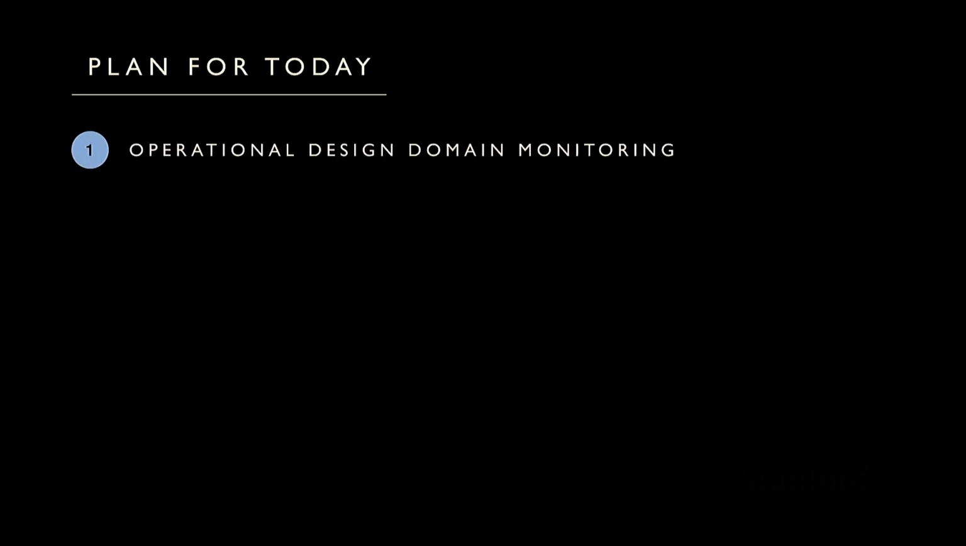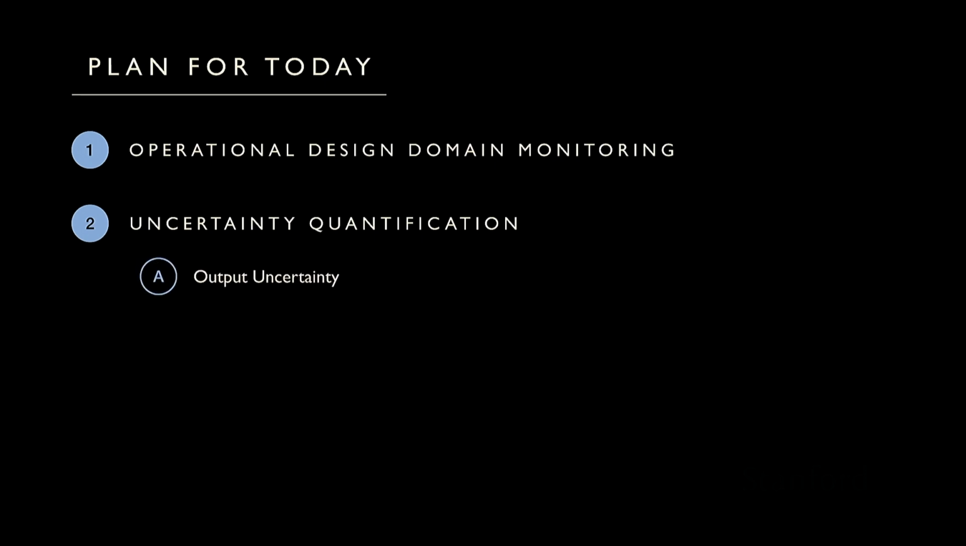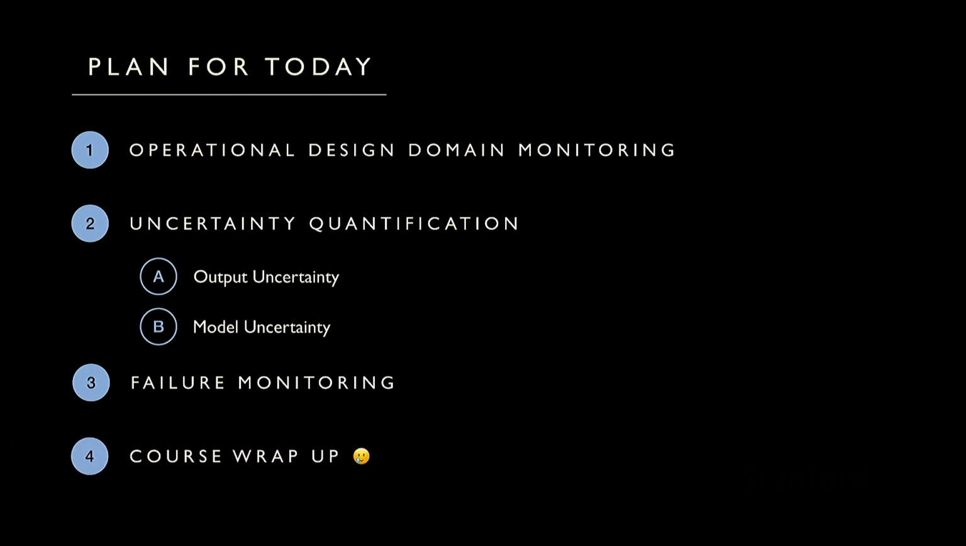Okay, so that brings me to the plan for today. We're going to talk about lots of different ways that we could do this. One way is operational design domain monitoring. That's what we'll start with. Then we'll get into uncertainty quantification, and there's two different types of uncertainty we're going to talk about. The first one is output uncertainty, and the second one is model uncertainty. And then super briefly, we're going to talk about failure monitoring. And then this is my last lecture, so we'll wrap up the course, so sad. Okay.